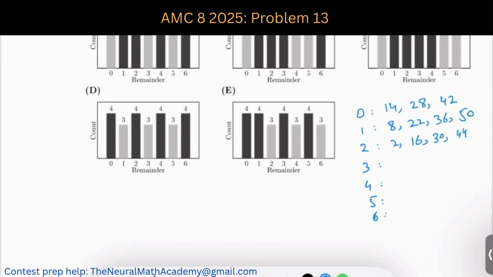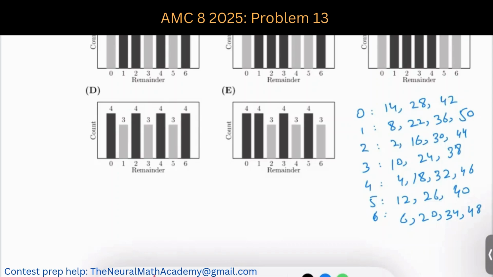For 3, then we have 10, we have 24 and 38. For 4, the options that we have are 4, 18, 32, 46. For 5, we have the options which are 12, 26, 40. And for 6, the options that we have are 6, 20, 34, and 48.